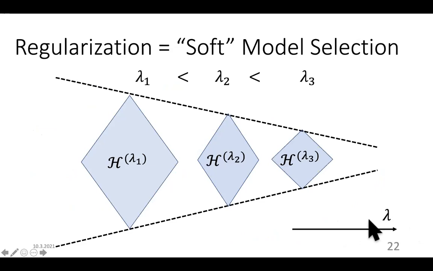Yes, so there's one question. Is regularization a bit like AIC or BIC? AIC and BIC are special cases of regularization which use special choices for the regularization term. Yes.